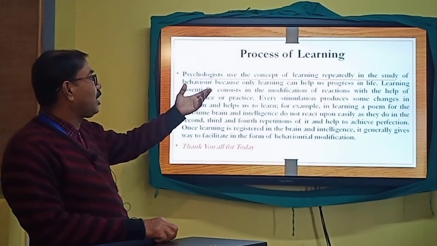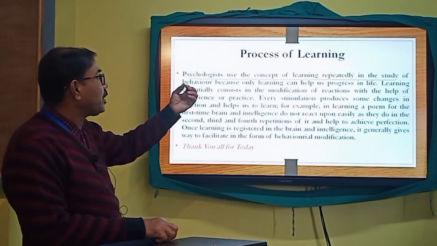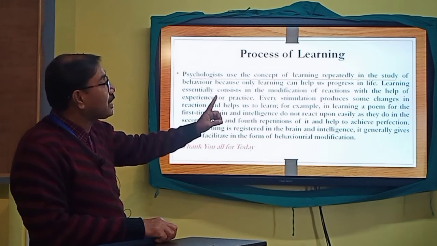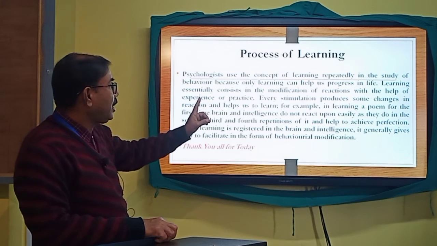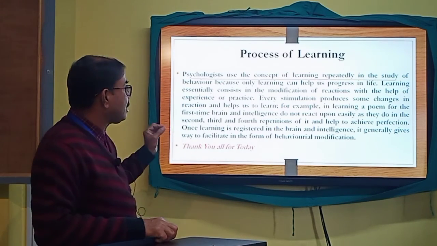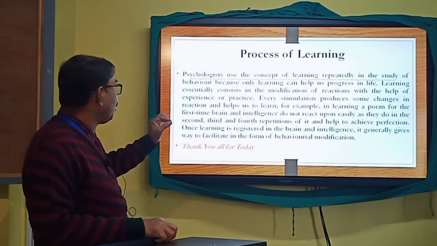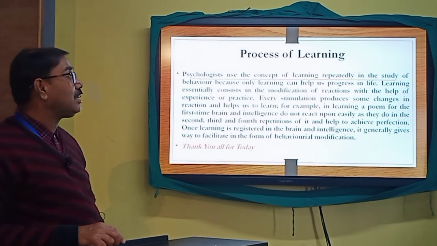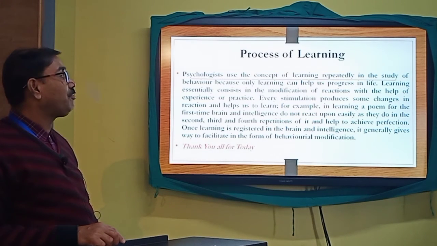Psychologists use the concept of learning repeatedly in the study of behavior, because only learning can help us progress in life. Learning essentially consists in the modification of reactions with the help of experience or practice. Every stimulation produces some changes in reaction and helps us to learn. For example, in learning a poem for the first time, brain and intelligence do not react as easily as they do in the second, third and fourth repetitions of it, and help to achieve perfection.